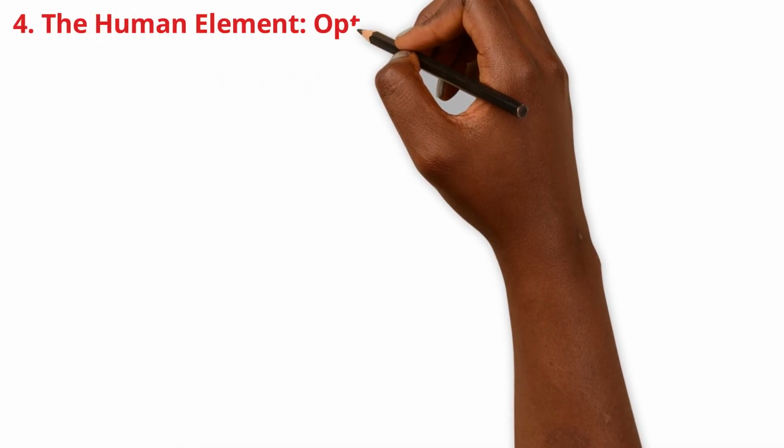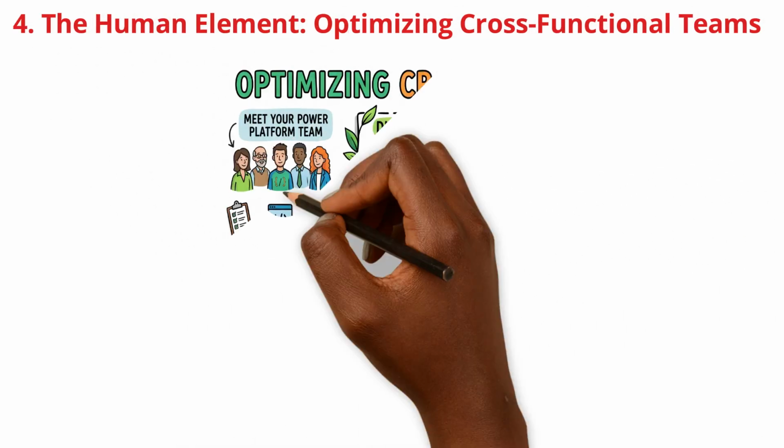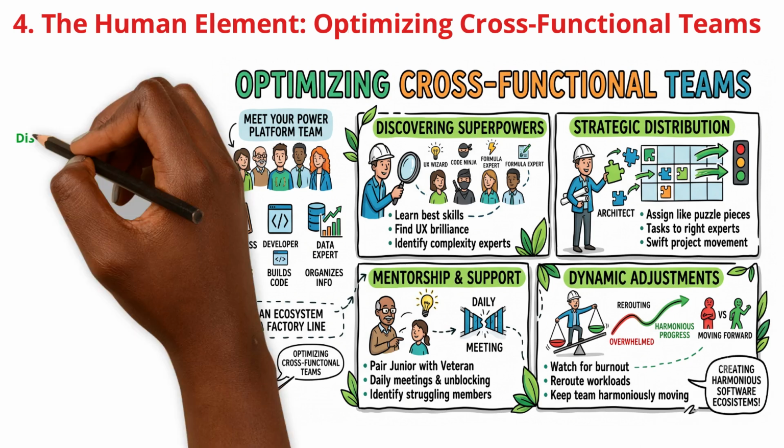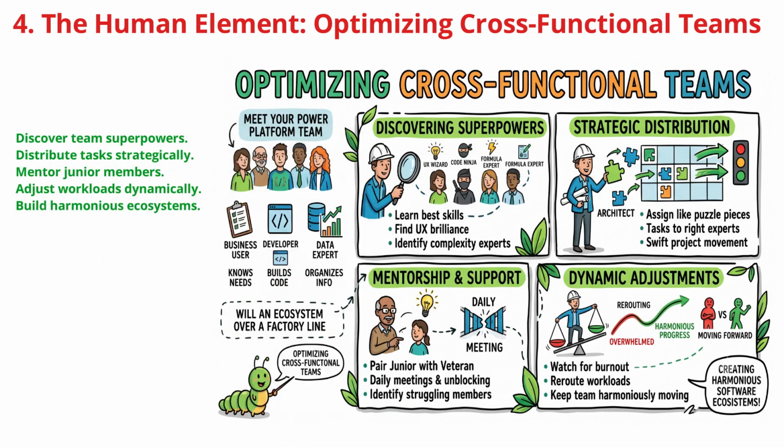Behind every great Power Platform application is a diverse, cross-functional team consisting of business users, developers, and data experts. The solutions architect acts as the orchestra conductor, discovering each member's unique superpowers and strategically distributing tasks like puzzle pieces. They provide crucial mentorship to junior members and make dynamic workload adjustments on the fly to prevent burnout. By treating your team as a living ecosystem rather than a factory line, you ensure harmonious and efficient success.